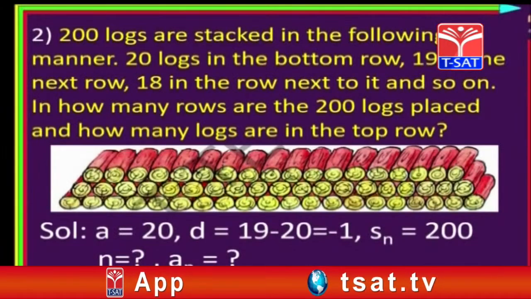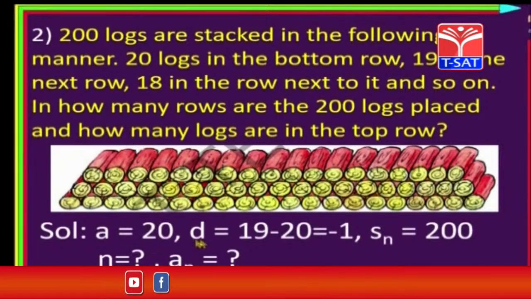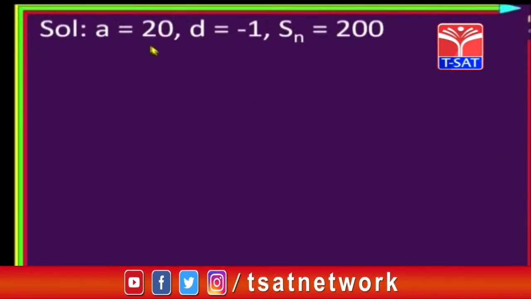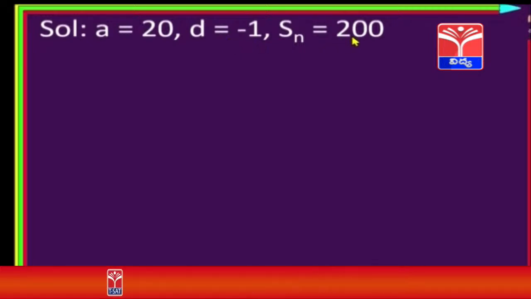We have to find the value of n and the value of an. The given values are a = 20, d = −1 and Sn = 200. Okay, so a = 20, d = −1, Sn = 200. Now what is the formula of Sn? Right here.